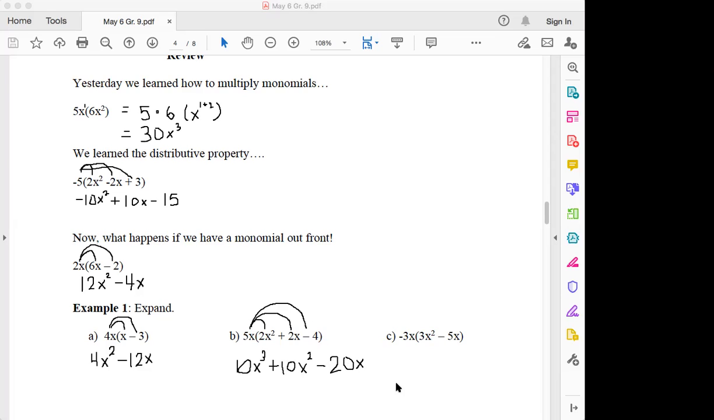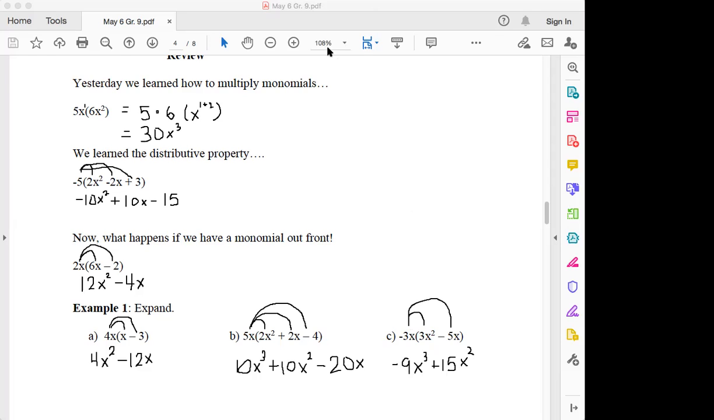Hopefully that makes sense. If not, you can reach out to me. I will help you out, or Mr. Found. So we're going to do the same thing here for C. -3x times 3x squared will give us -9x cubed. -3x times -5x is going to give us positive 15x squared. And that's it. You don't do anything else after that. The x's should stay there. And that is all for that one.